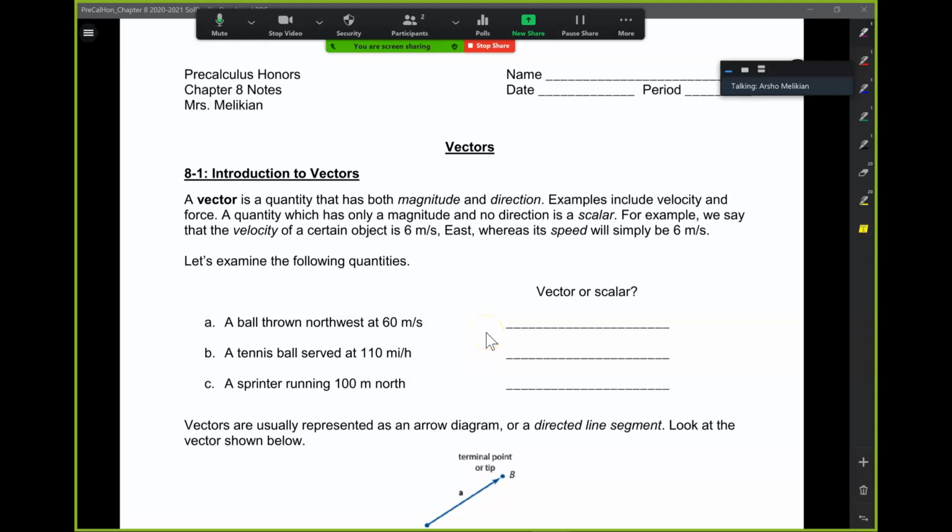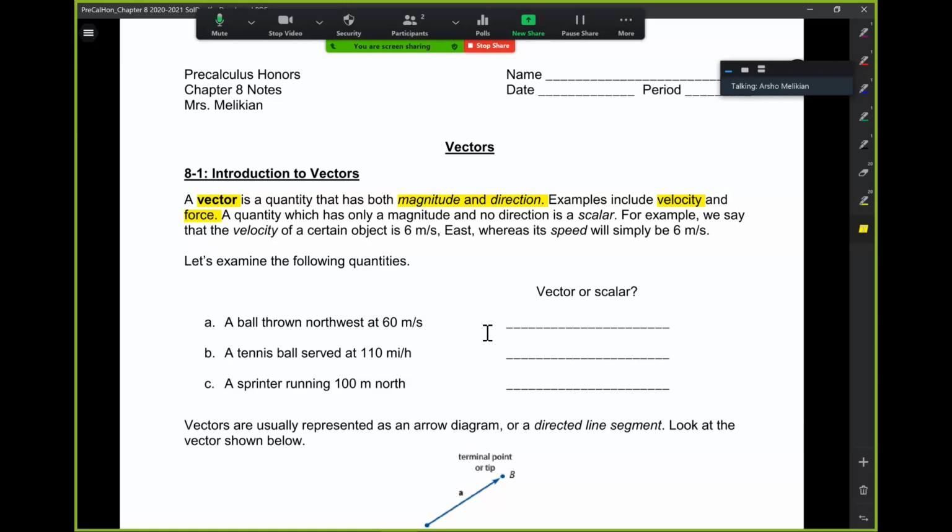So let's talk about vectors. A vector, first and foremost, is a quantity that has both magnitude and direction, right? So what are some examples? Velocity and force, right? So let's talk about velocity for a minute.